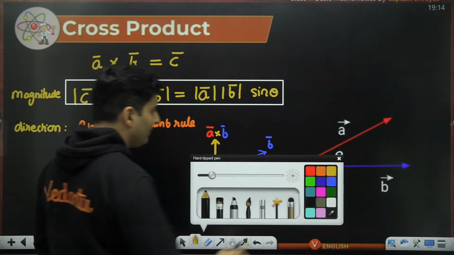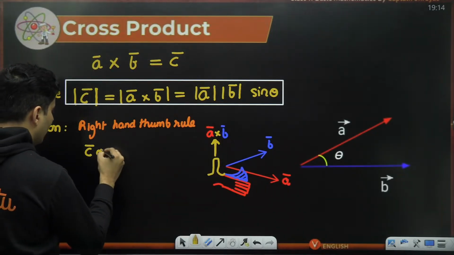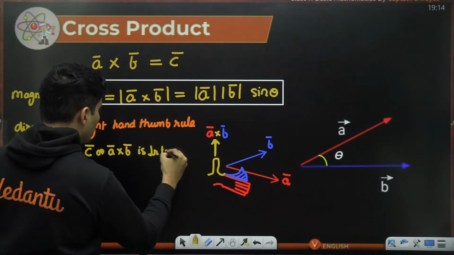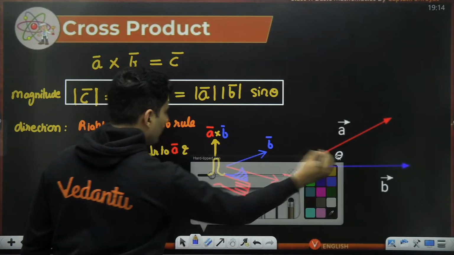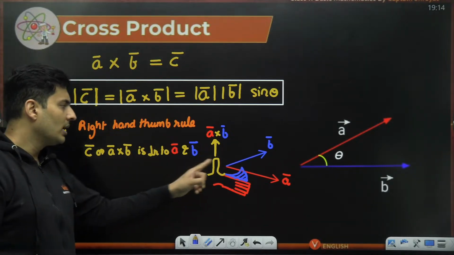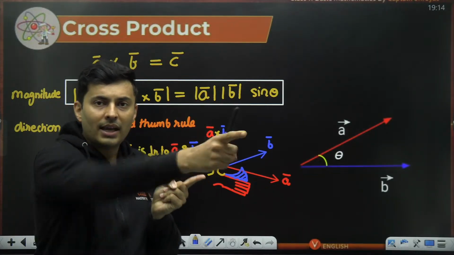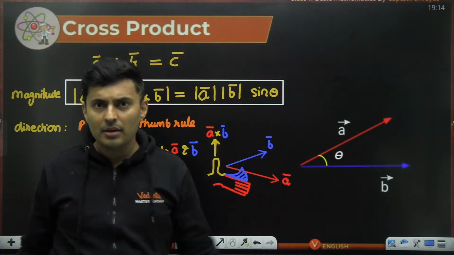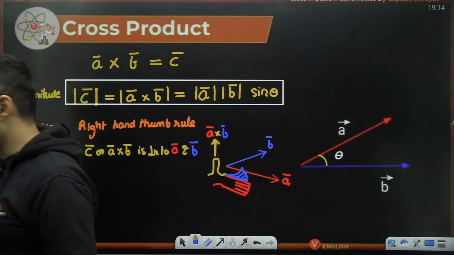Also note that our final resultant, which is our C vector, or I can say A cross B vector, is perpendicular to both vector A and vector B. That is very, very important. C vector is perpendicular to A also and B also. It is in the direction perpendicular to the plane containing A and B. So if A is here, B is here, A cross B will be perpendicular to the plane containing A and B. Okay, very, very important. So direction also we got, magnitude also we got.